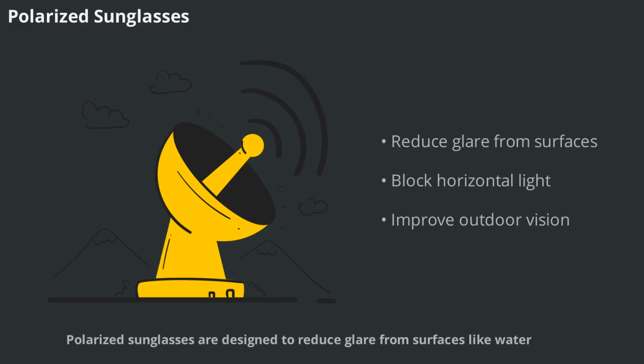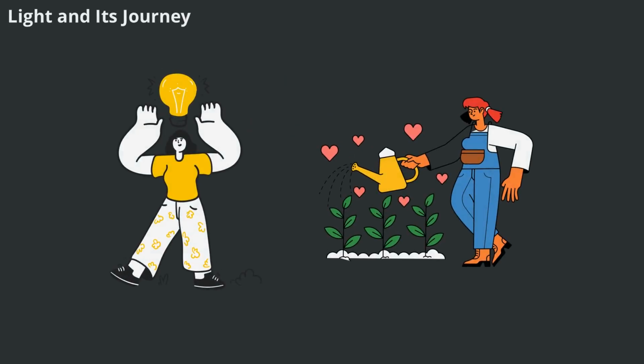Polarized sunglasses are designed to reduce glare from surfaces like water, roads, and glass. They contain a special filter that blocks horizontally polarized light, which is the main cause of glare. By allowing only vertically polarized light to pass through, these sunglasses enhance visual comfort and clarity, making outdoor activities safer and more enjoyable.